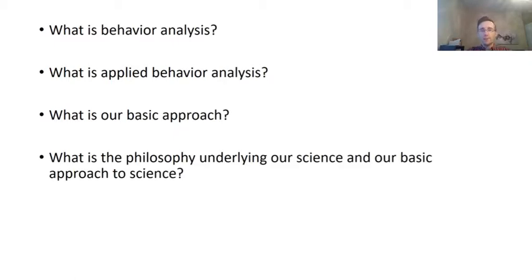So what is the philosophy underlying our science and our basic approach to science? Well, our philosophy is behaviorism. So behaviorism is the philosophy underlying our science and our basic approach to science. And there are different types of behaviorisms. Radical behaviorism and methodological behaviorism are two common types of behaviorism.